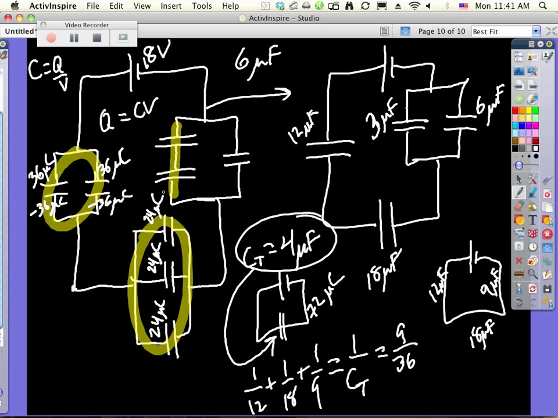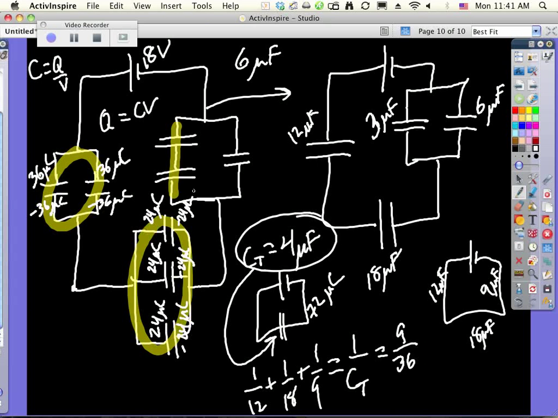If I stand at the battery and look down, how many people do I see? 72. If I stand over here and look up, I see 72. If I stand here and look over, I see 72. If I stand over here, I have to see the same thing. So once again, negative 24, negative 24, negative 24.